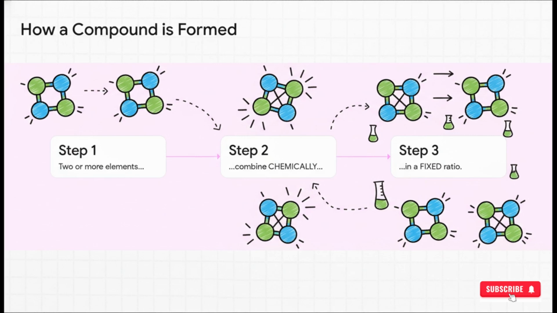First, you need at least two different elements. Second, they have to combine chemically. That means they're forming actual bonds with each other. And third, and this is crucial, it always happens in a fixed ratio. It's like a strict chemical recipe you have to follow every time.